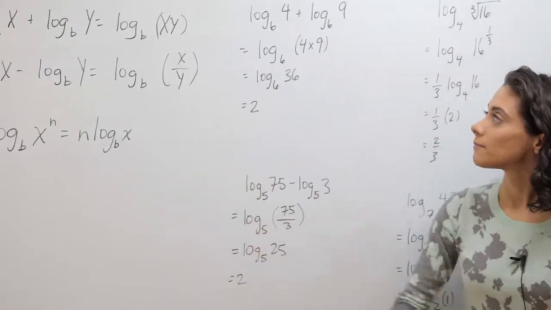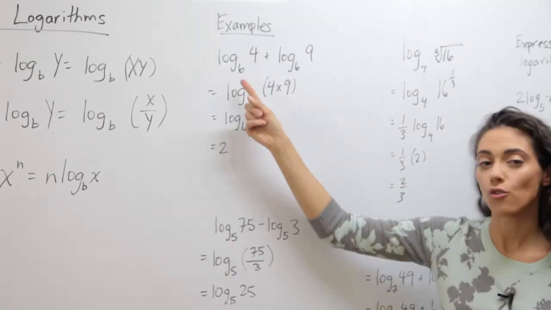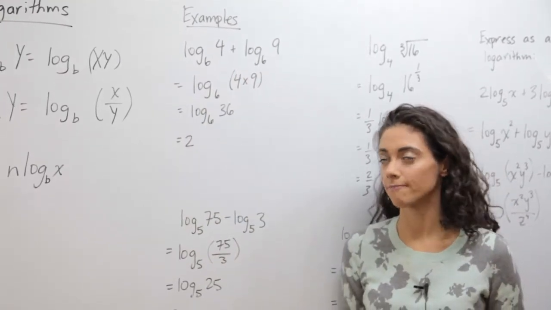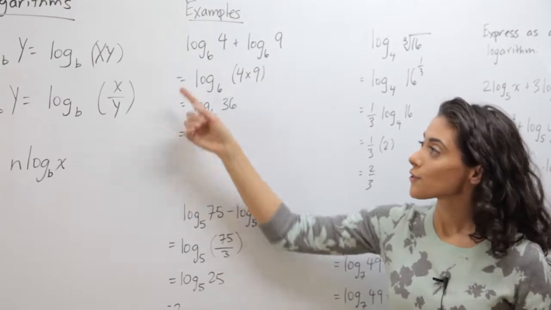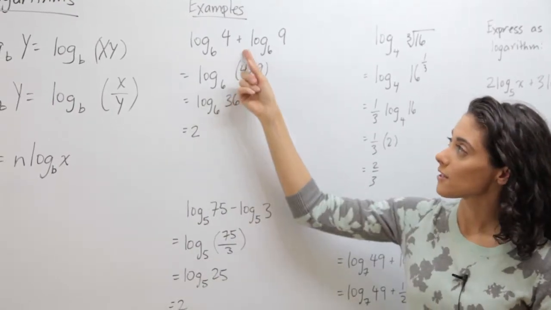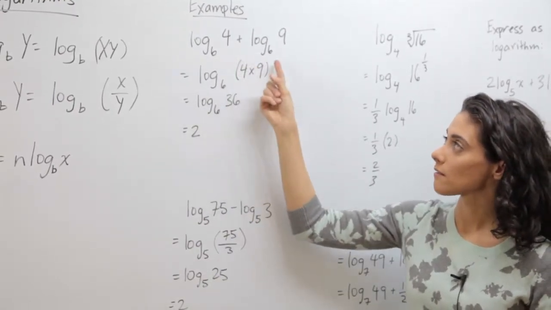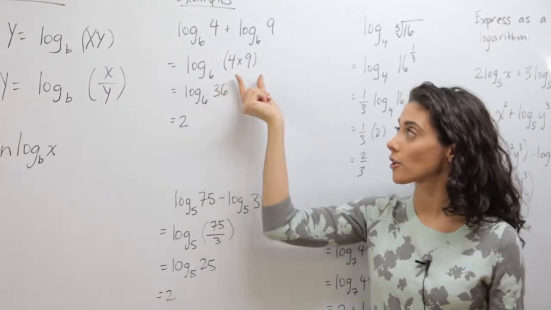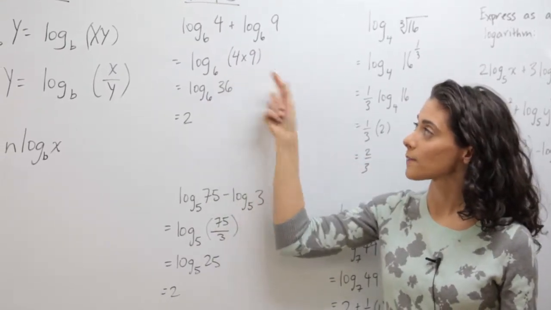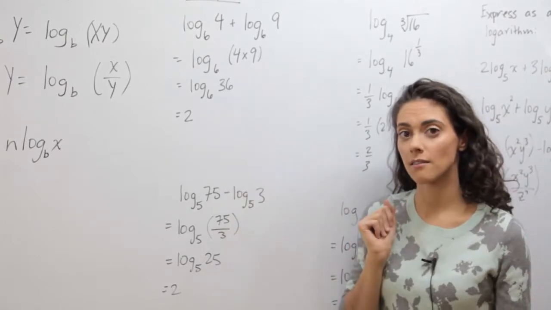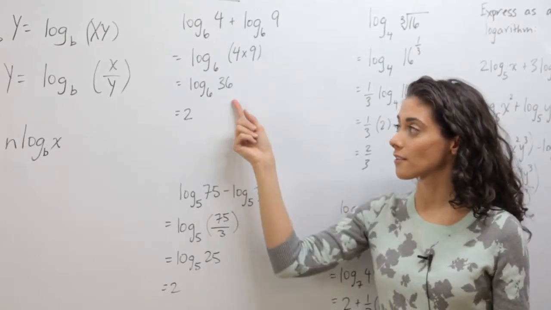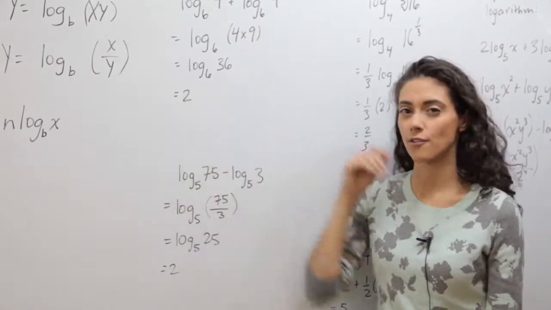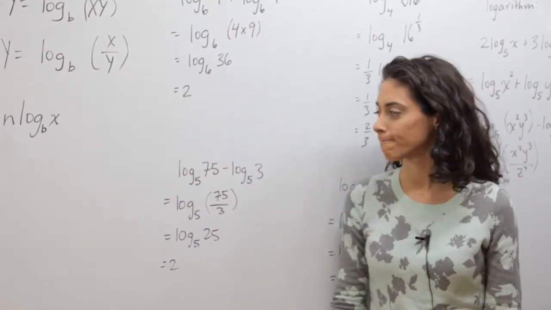This first example is base 6. If I try to evaluate log base 6 of 4, that's not a very nice number. It's a decimal number. Let's use the first law. Because this is addition and these have the same base, I may rewrite this as a single logarithm of base 6 with the arguments multiplied. Well, 4 times 9 becomes 36, and log base 6 of 36 is easy to evaluate. 6 to the power of 2 is 36, and the final answer is 2.